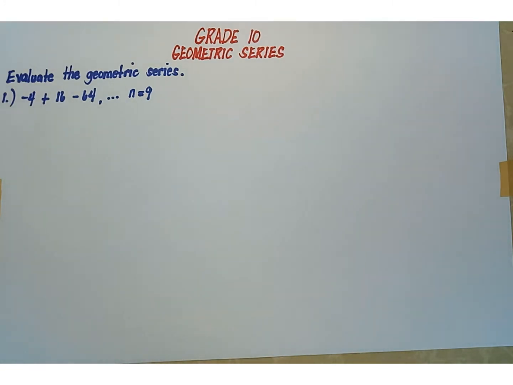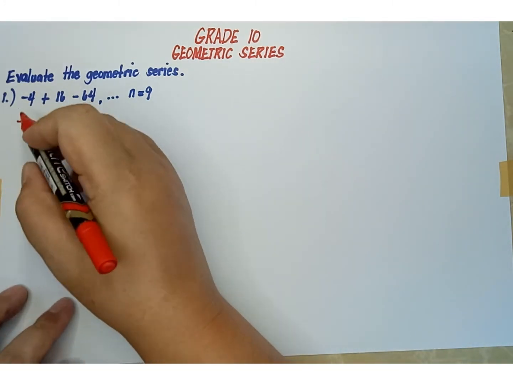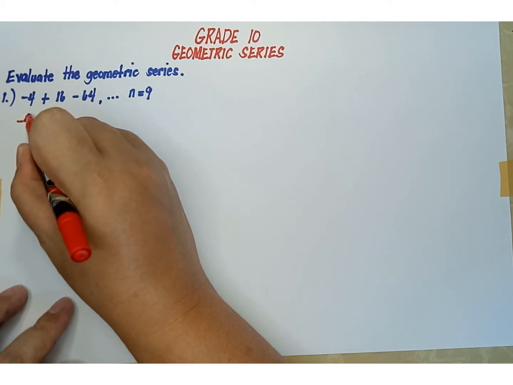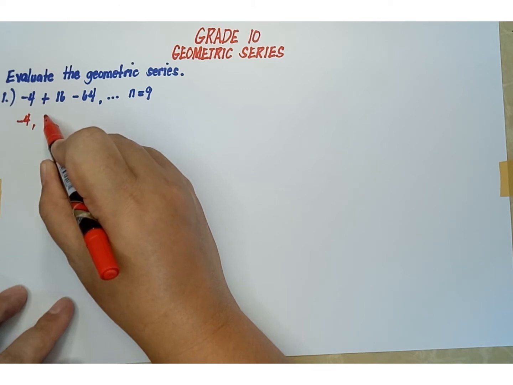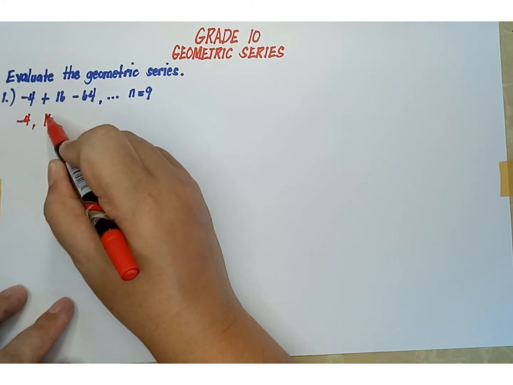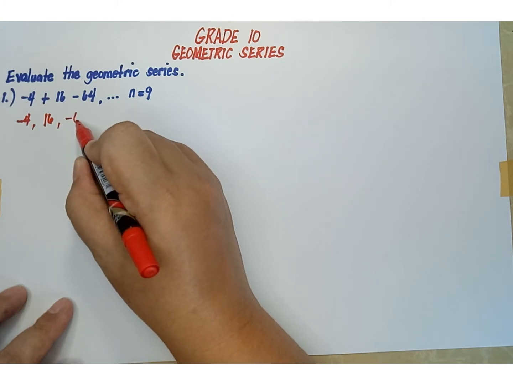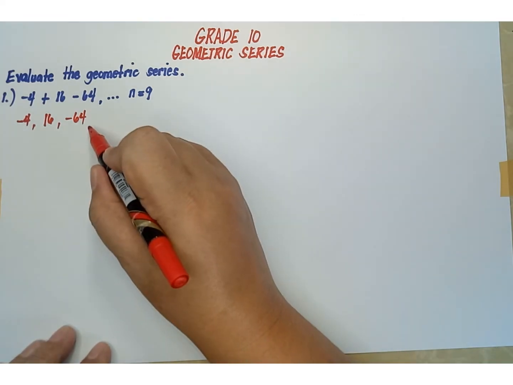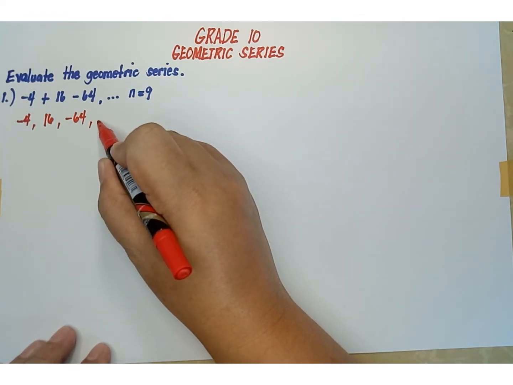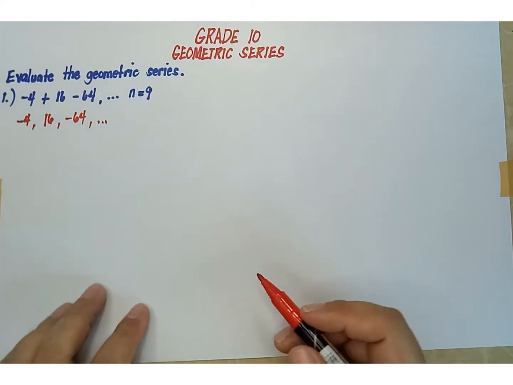Okay, so parang binigyan ka dito ng first 3 terms ng geometric sequence. -4 ang first term, +16 ang second term, -64 ang third term, tapos may continuation yan.